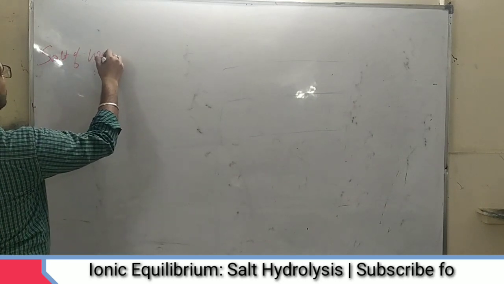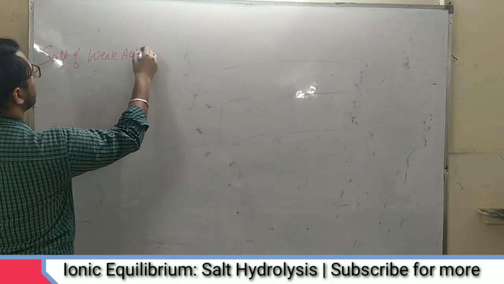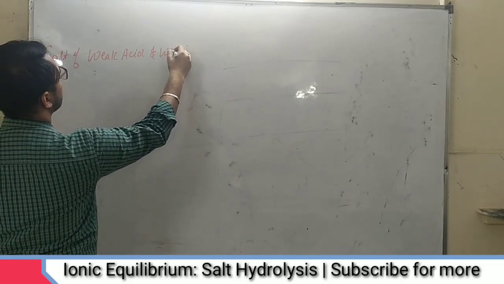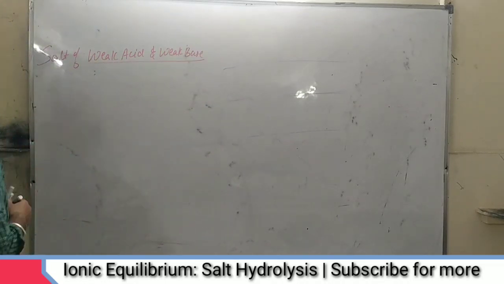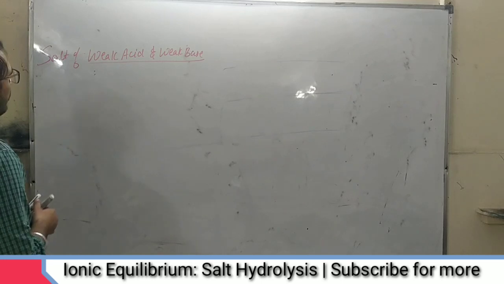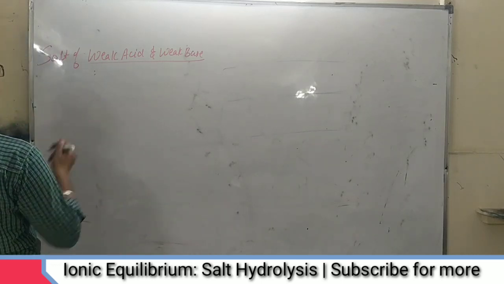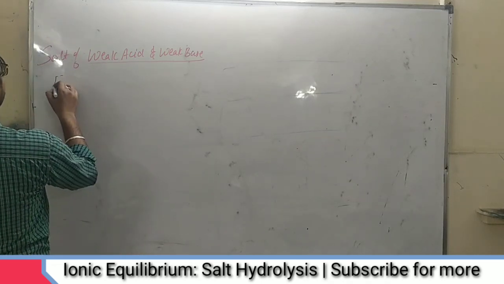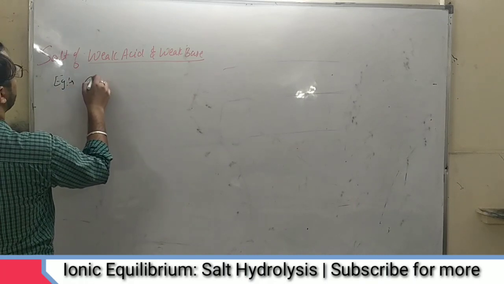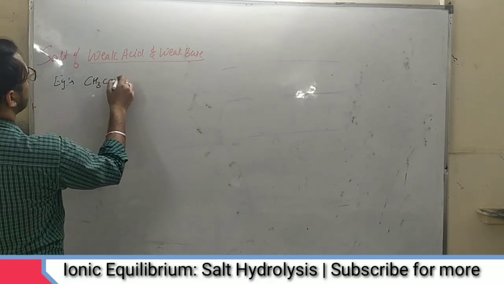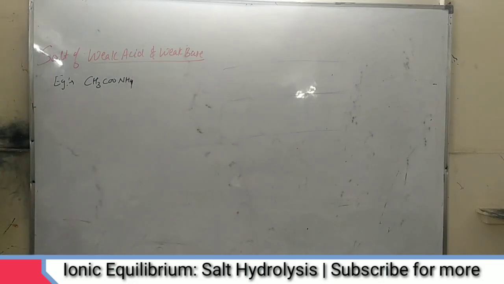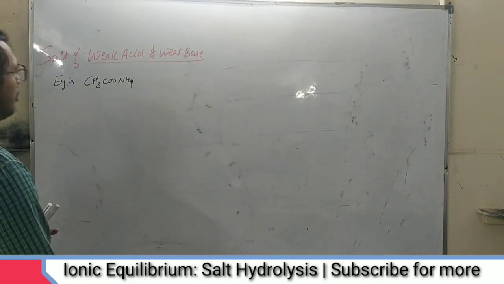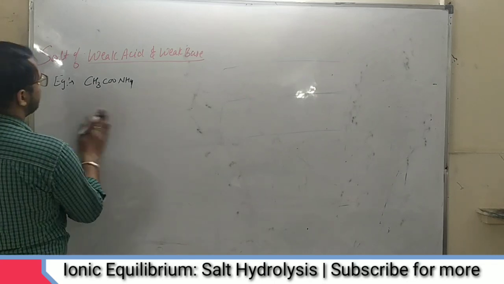Salt of weak acid and weak base. Now we just have to use a little brain. That we can understand by taking an example of CH3COONH4, ammonium acetate.